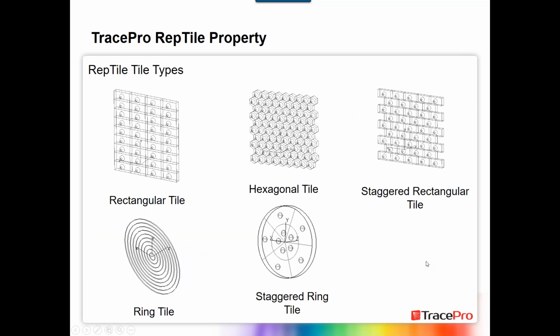There's also a selection of tile types. How do you want to array the RepTile tiles across a surface? We have rectangular, hexagonal, staggered rectangle, ring, and staggered ring. So a lot of different options on how you want to array those RepTiles.